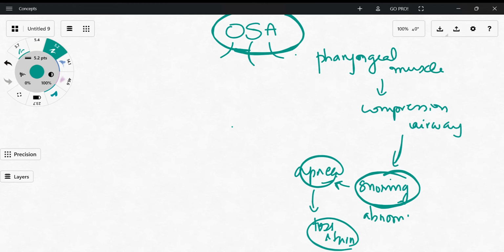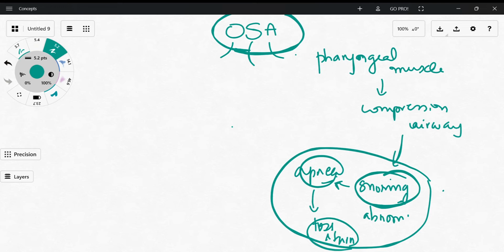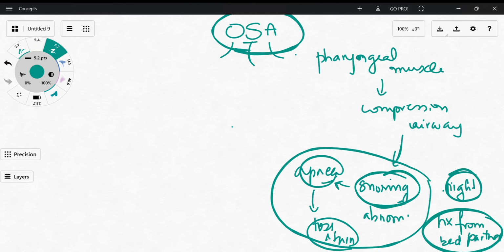But these episodes happen quite a few times during the night, and this needs to be diagnosed with history from the bed partner, right? And you can also do a polysomnogram and achieve a diagnosis of OSA. This is mainly a clinical diagnosis, right? So what happens in OSA?